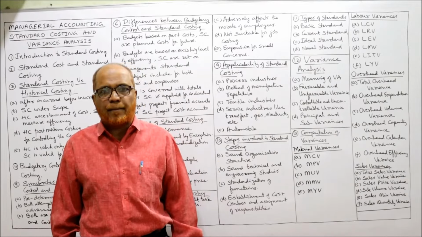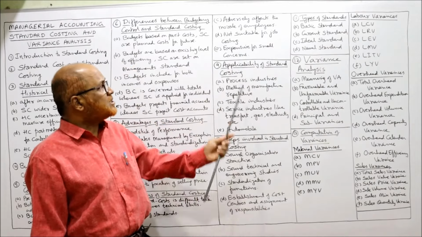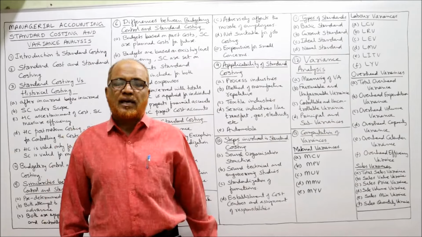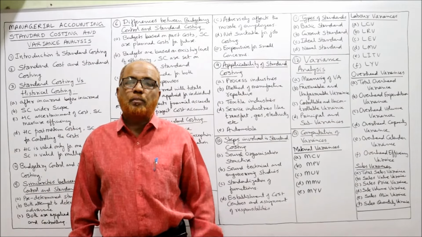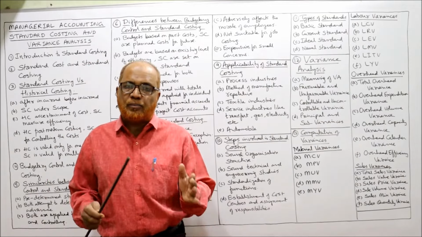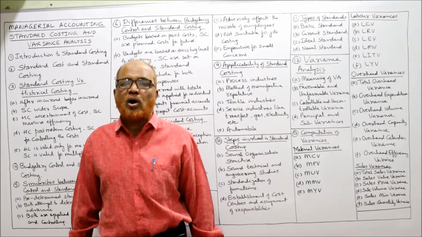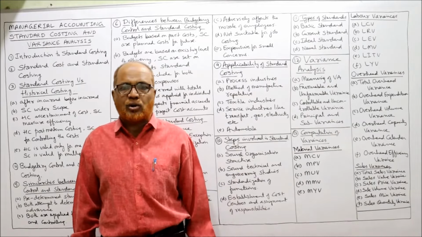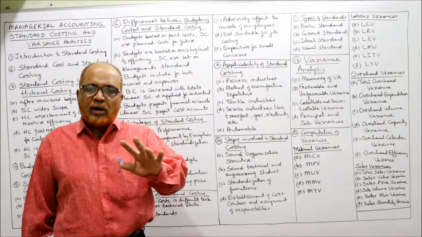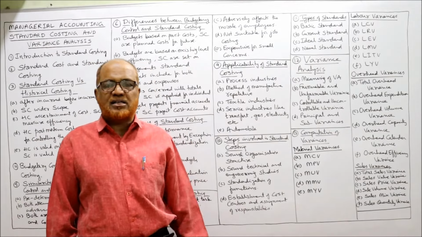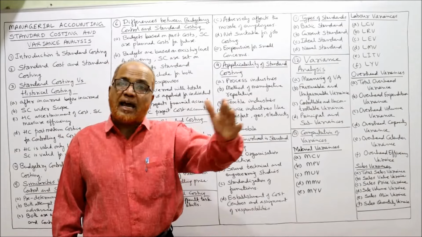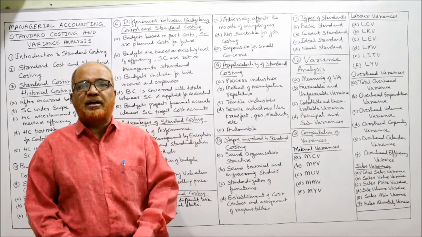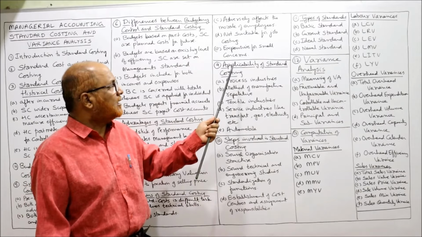It will be difficult. Next one is expensive for small concerns. Job costing involves expenditure to be incurred to calculate the standard cost, to keep all standards. So small organizations cannot afford to implement this standard costing. But if you compare the limitations with advantages, advantages far exceed the limitations. So there are more advantages than limitations of this standard costing.